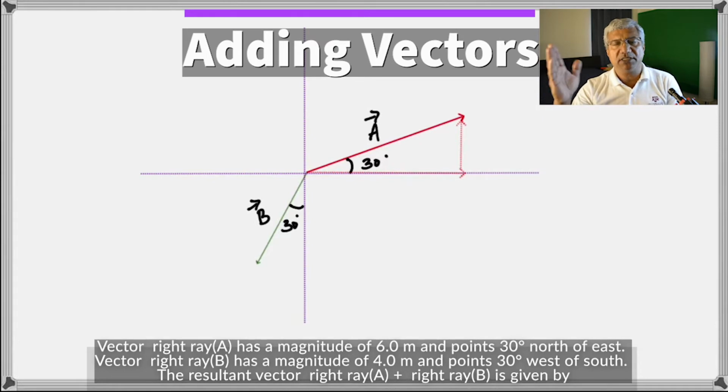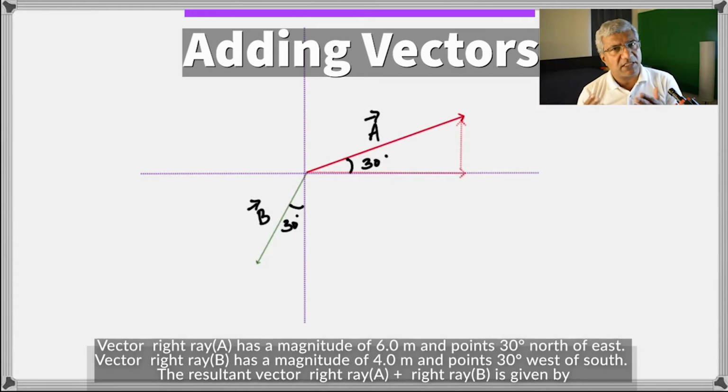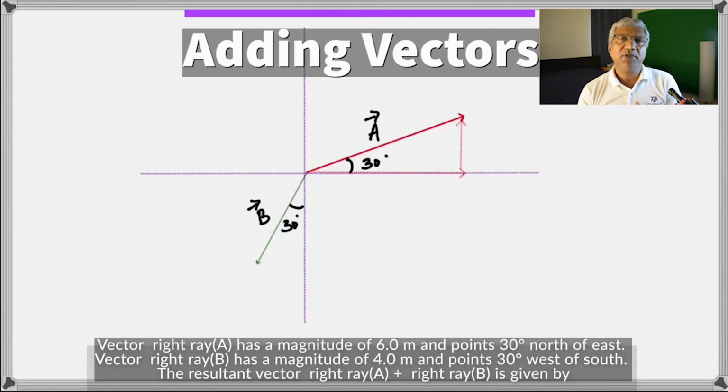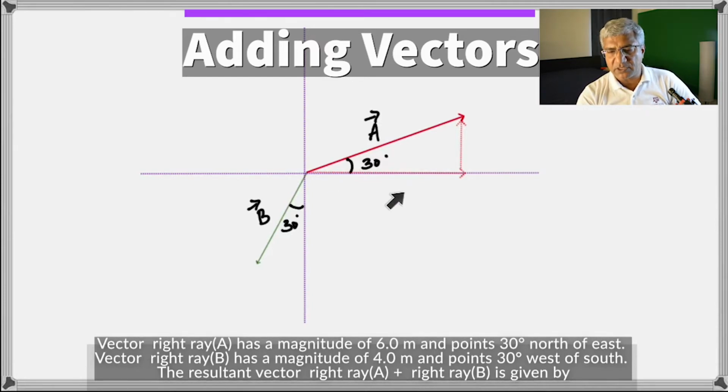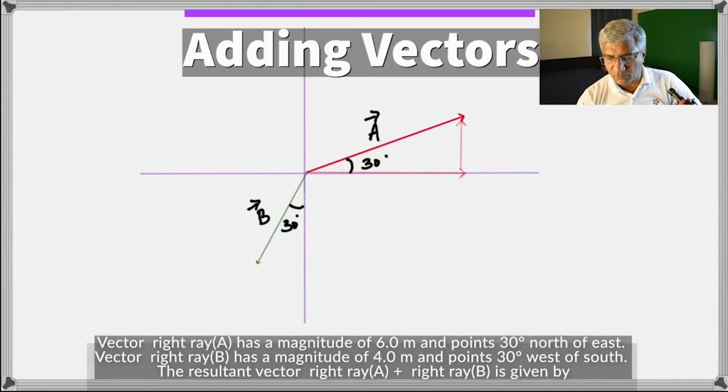Yes, each one is given, one is 6, the other is 4, but the sum is not 10. You can't do that with vectors. So to find the sum, we have to break A into its x and y components as shown in the diagram. You see the x component of A, this is the y component of A. We will do the same with B.